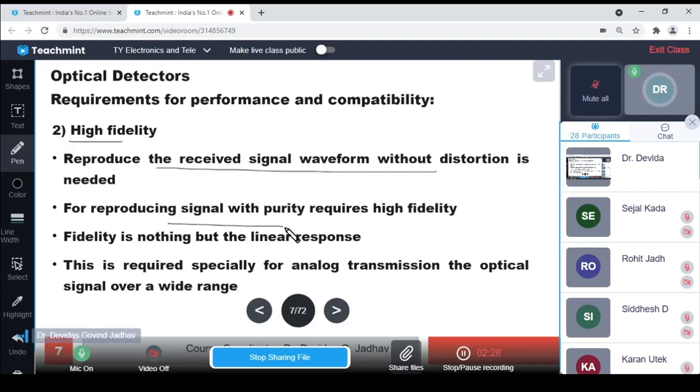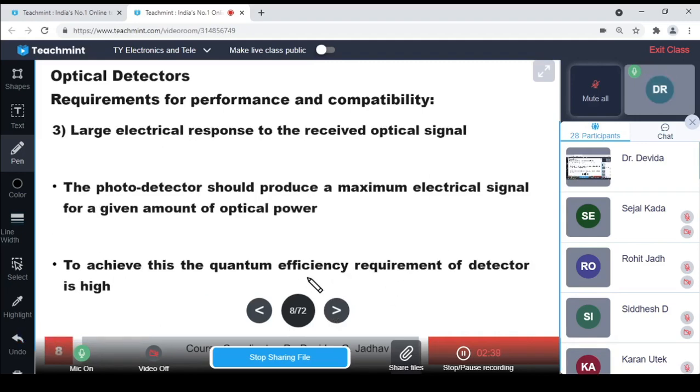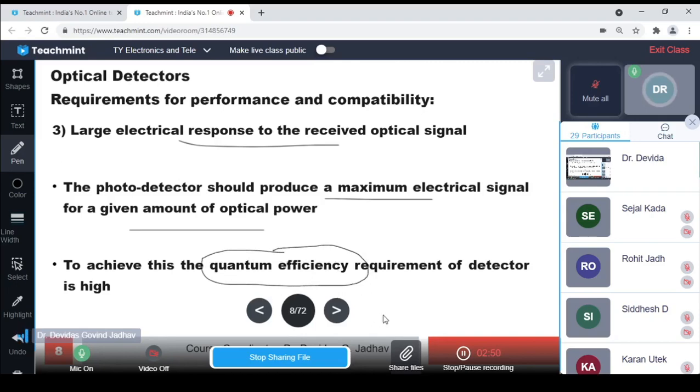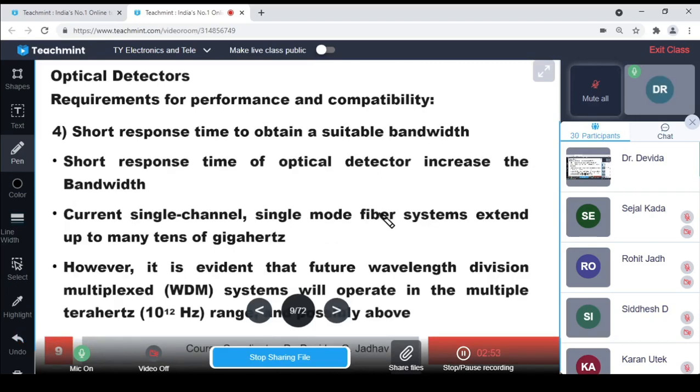High fidelity: reproduction of the waveform without distortion, reproduction of signal with purity. High fidelity means it requires the linear response, which is very much needed in the analog transmission. Large electrical response is required to produce the maximum electrical signal from the given optical output. Quantum efficiency should be high. Short response time should be there so that higher bandwidths will be achieved. So short response times of the optical detector increase the bandwidth.